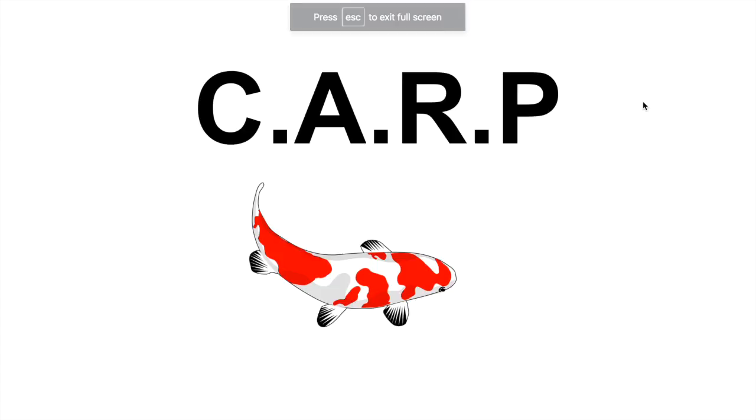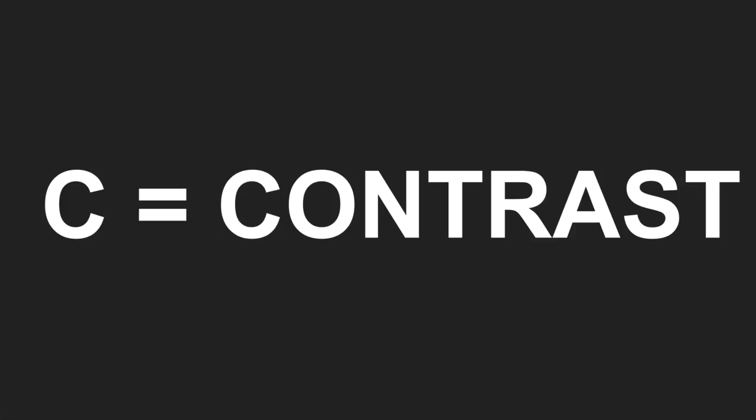Today I'm going to go over how to design your poster following the CARP design principles. The C in CARP stands for contrast. When you think of contrast, you want to make sure that your writing or things on the poster stand out to the reader. You also want to make it easy to read.